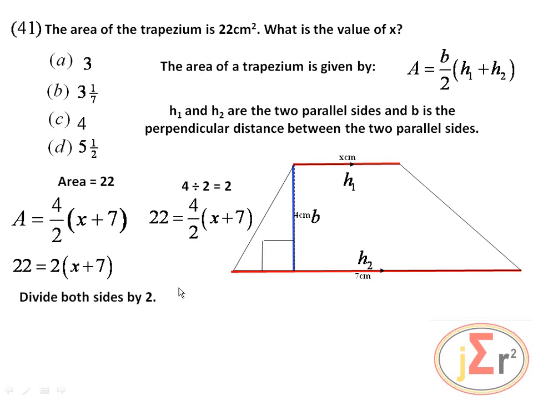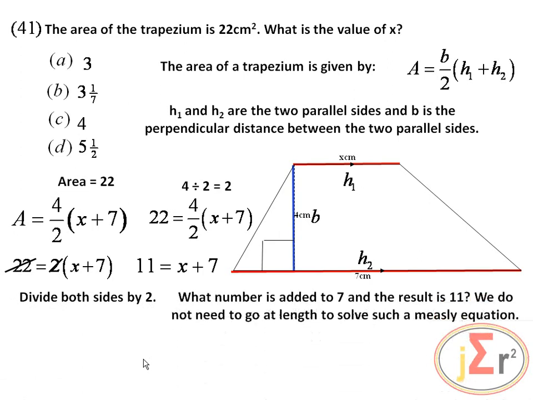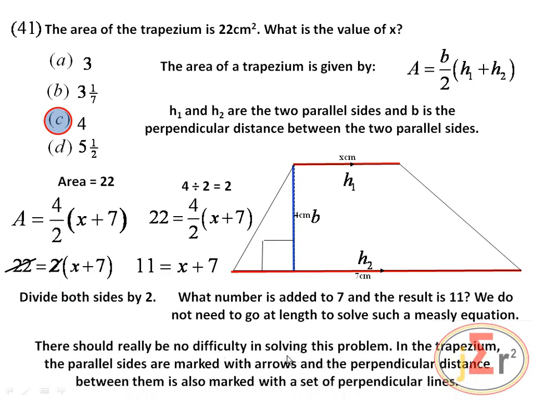Next, divide both sides by 2. If you divide both sides by 2, this is gone, and this will turn out to be 11. So 11 is equal to x plus 7. What number is added to 7 and the result is 11? Everybody knows that. We do not need to go at length to solve such a measly equation. We will not go to Timbuktu and back just to solve this measly equation. What number do you add to 7 and the result is 11? The answer is 4. And that is represented by option C.